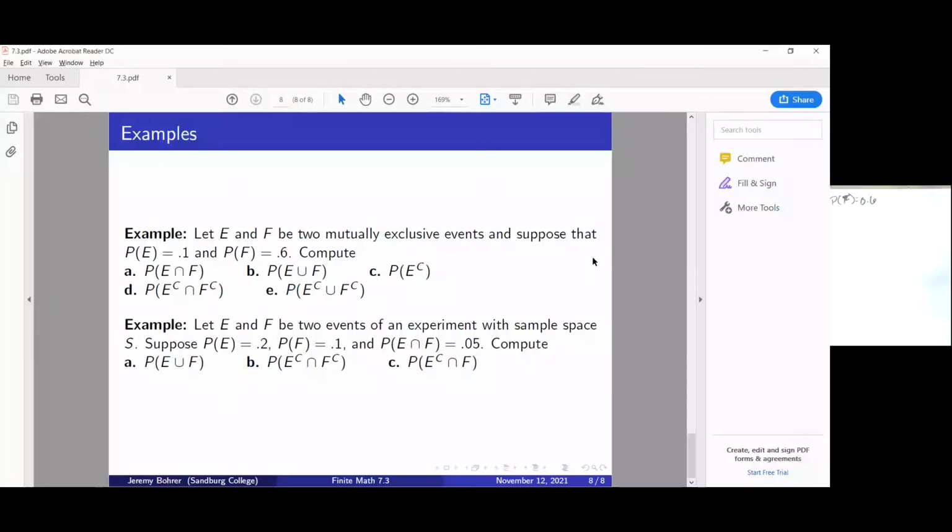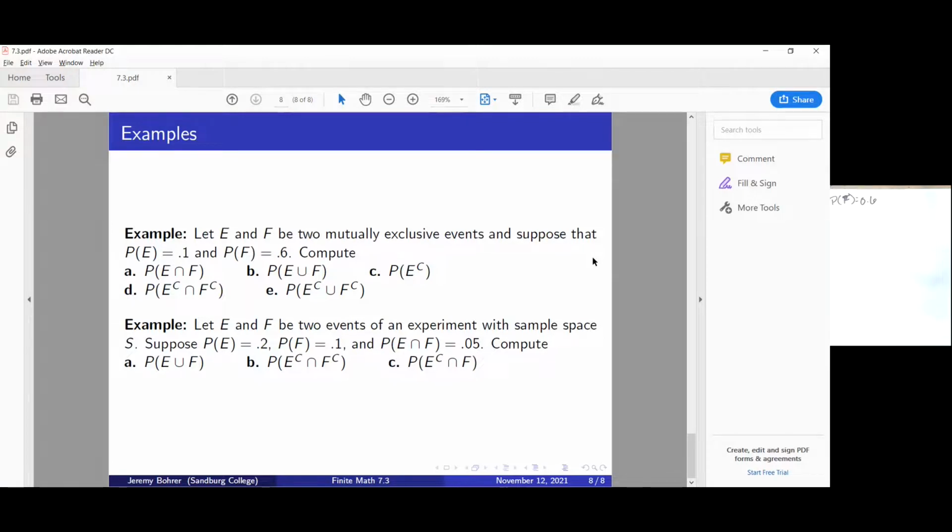In this video, we're going to look at these examples on page 8 of the 7.3 slides. Our first question involves two mutually exclusive events, E and F, with the probability of E being 1/10 and the probability of F being 6/10.